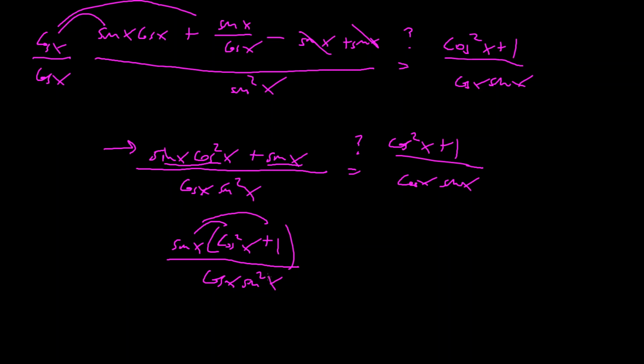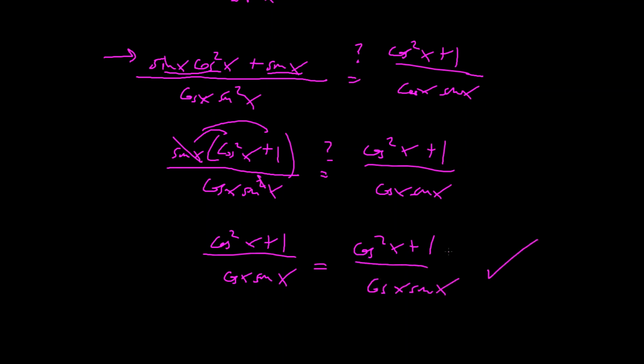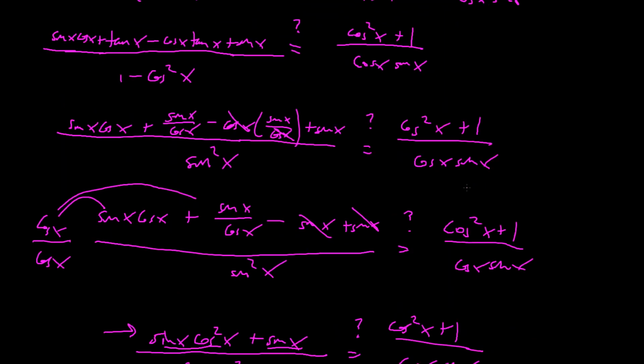So now that it's factored, I can cancel out sine x with one of them on the bottom. And I'm left with the desired result, cos squared x plus 1 over cos x sine x. This is indeed equal to cos squared x plus 1 over cos x sine x. And the trig identity is verified. So, a lot of work for this one. My goodness.